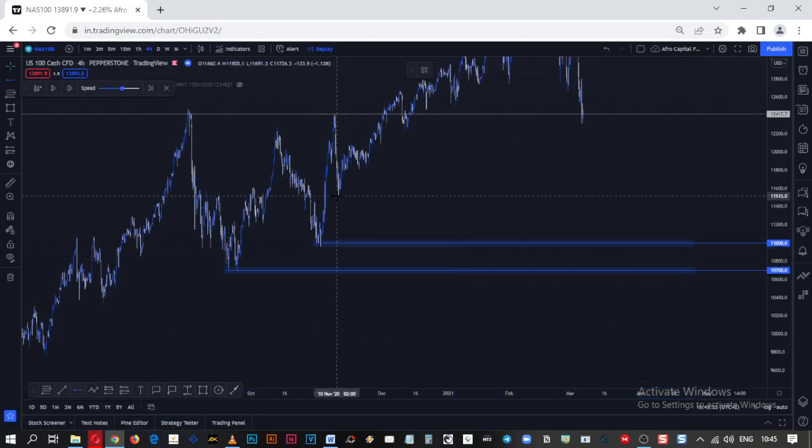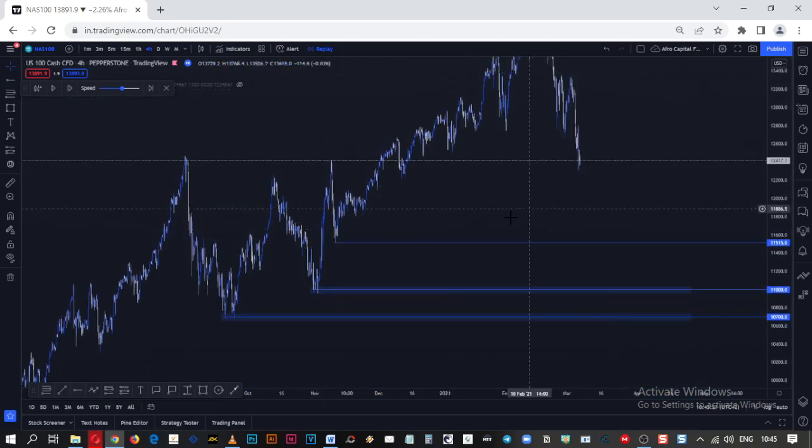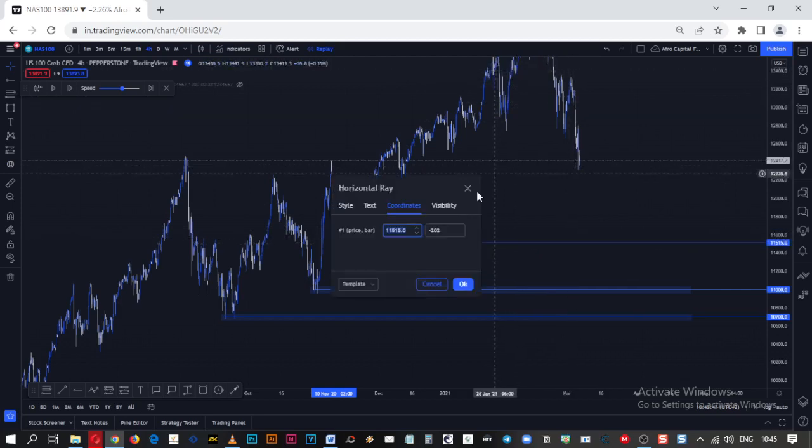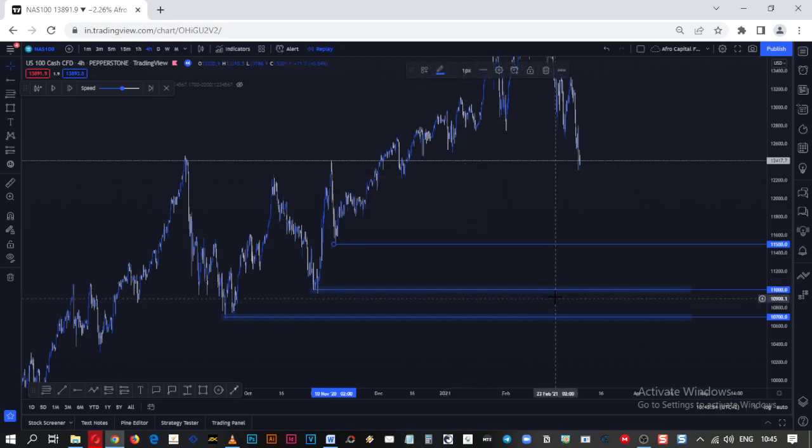This is the tedious part of the strategy, but once all has been done, it gets to be easy. You can only do this maybe one time, just one time in a month. You do that, and then you just see how the market approaches those, your chosen zones.